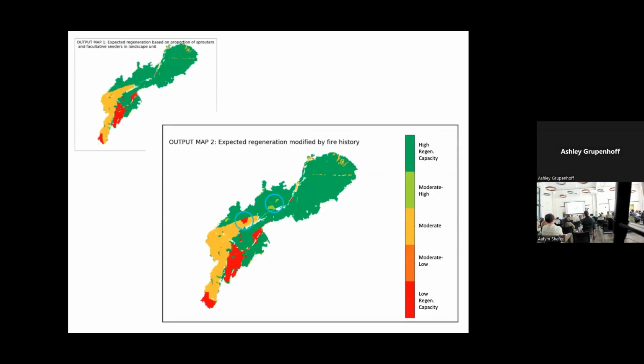And so we can see the previous output of the tool is in the upper left here, and here we can see the modification that has been made based on deducting points because of the fire history. So those circles in blue we can see have changed colour between the 2 maps.